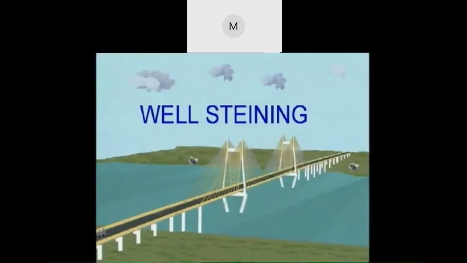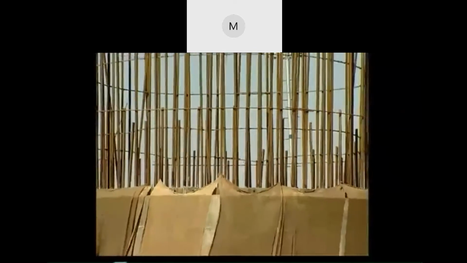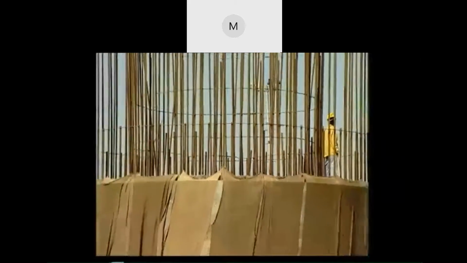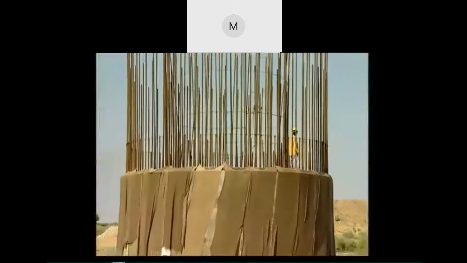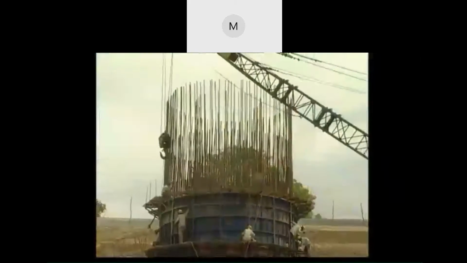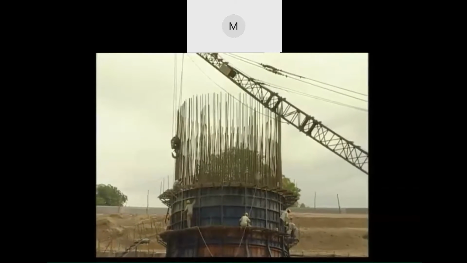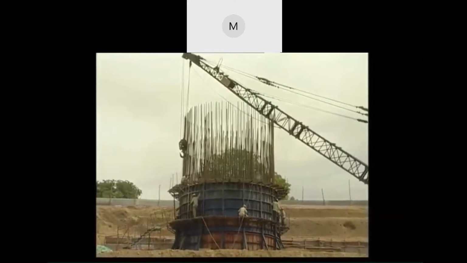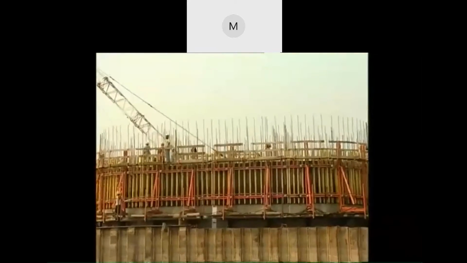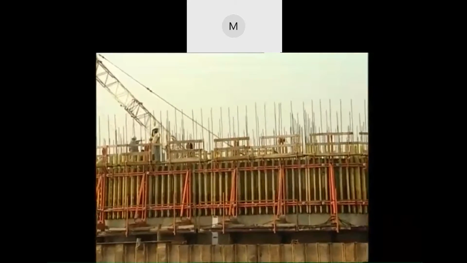Well staining. When the well curb is partially sunk into the ground, well staining is built in lifts of 2.5 meters and sunk into the ground. Well staining for pylon wells is built in lifts of 2 meters height.